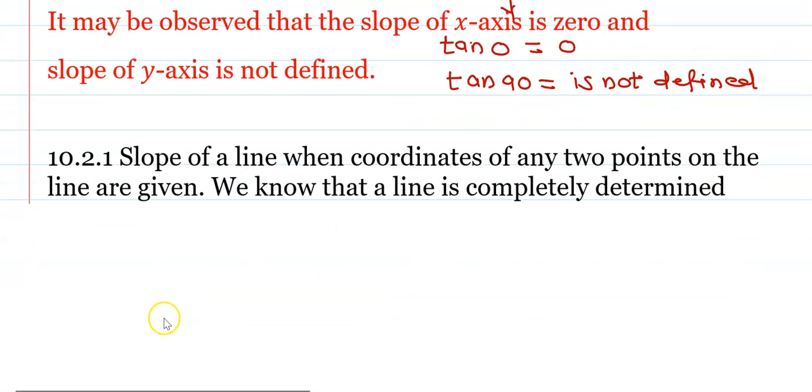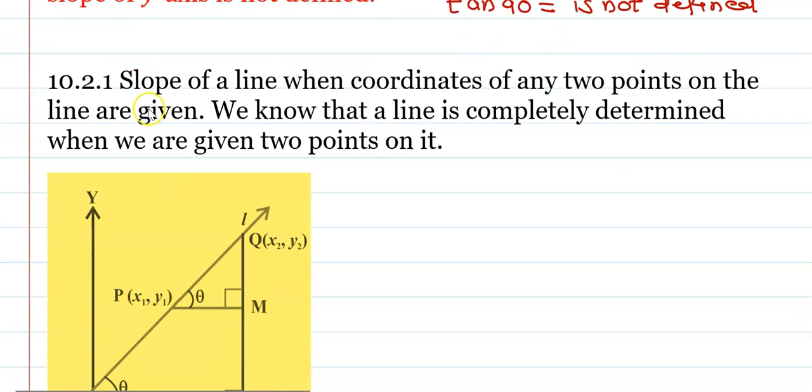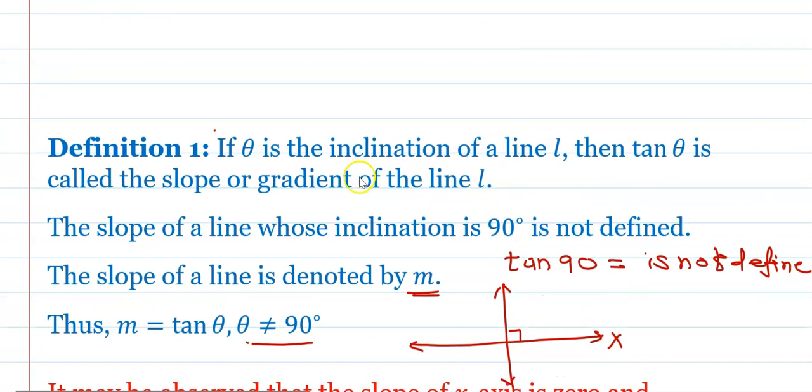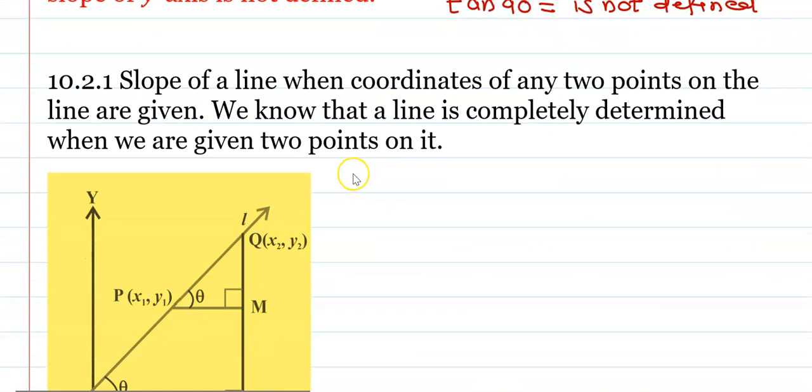Next, the slope of a line when the coordinates of any 2 points on the line are given. We can find the slope of a line in 2 ways. One, when its inclination with the x-axis is given, and the other, when we know 2 points of the line. It is also very interesting to find the slope of a line when 2 points are given. Now see here how to find that.